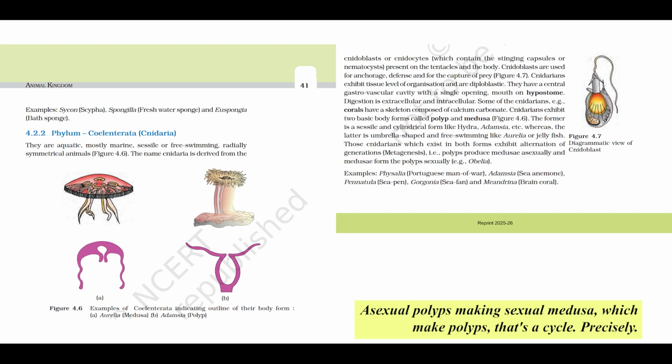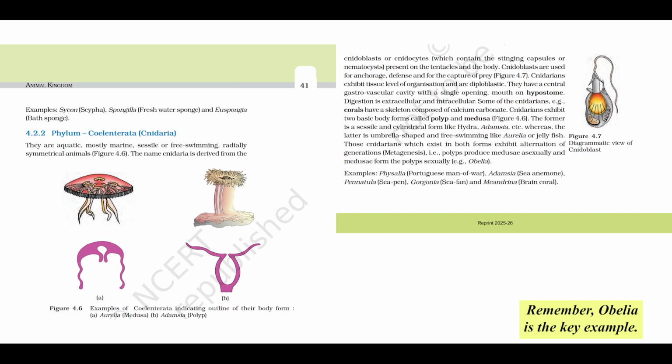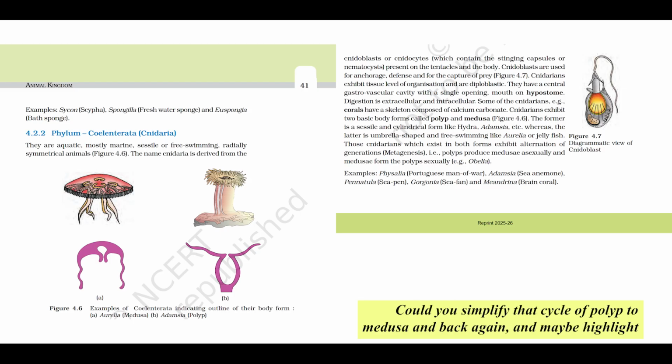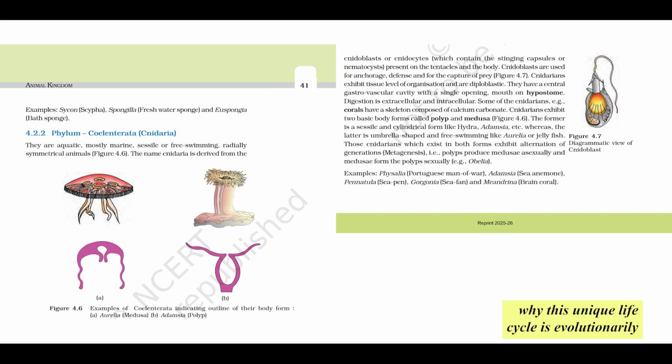That's a cycle. Precisely. This unique life cycle pattern is a very frequently tested concept. Remember Obelia as the key example. Got it. Any other important examples? Yes. Remember Physalia, the Portuguese man-of-war, which is actually a colony, Adamsia, sea anemone, and Aurelia, jellyfish. The concept of metagenesis can be a bit tricky for students. Could you simplify that cycle of polyp to medusa and back again, and maybe highlight why this unique life cycle is evolutionarily advantageous for cnidarians like Obelia?